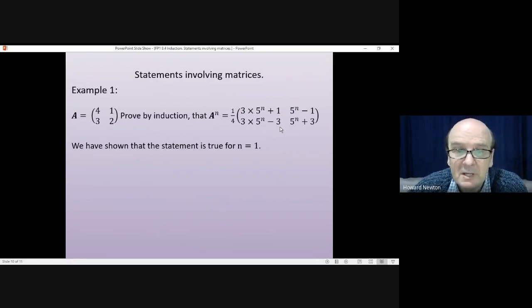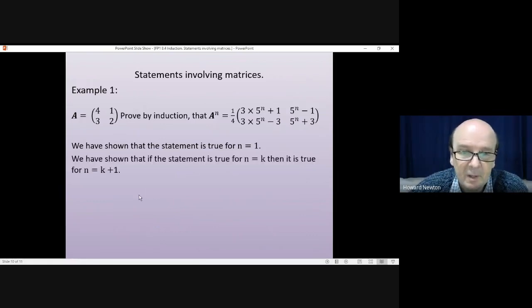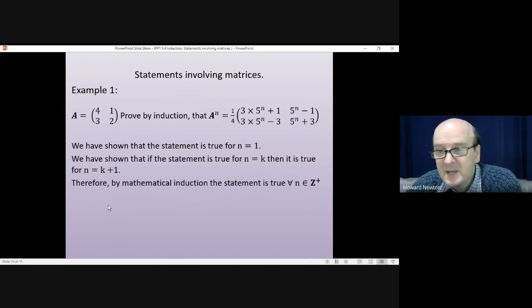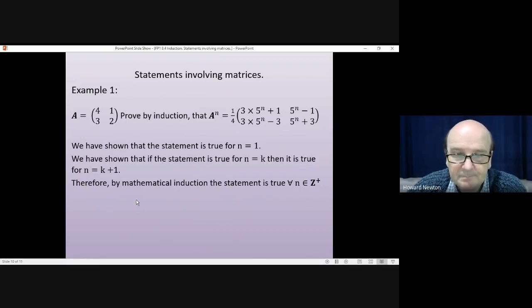So that's what we were asked to do. Well, we've shown that the statement is true for n equals 1. We've also shown that if the statement is true for n equals k, then yes, it is also true for n equals k plus 1. Therefore, by mathematical induction, the statement is true for all values of n which are positive integers.